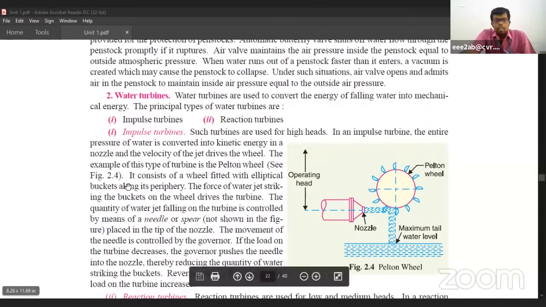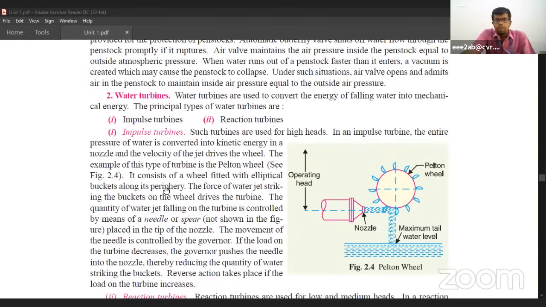Here, it consists of a wheel fitted with elliptical buckets along its periphery. The force of the water jet striking the buckets on the wheel drives the wheel, which drives the turbine. The quantity of water jet falling on the turbine is controlled by means of a needle or spear.